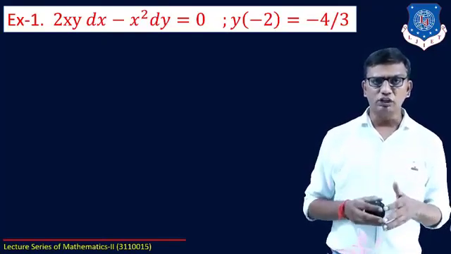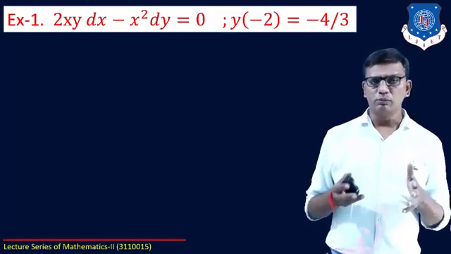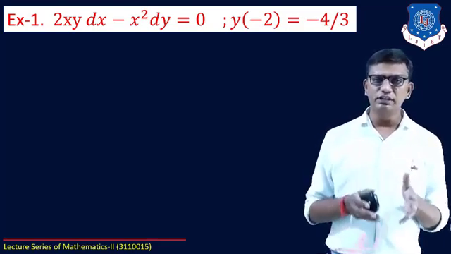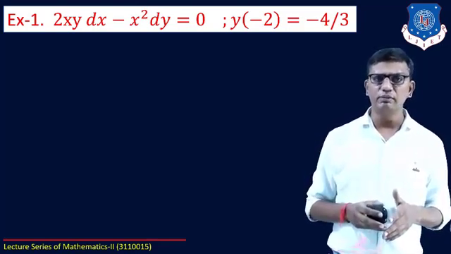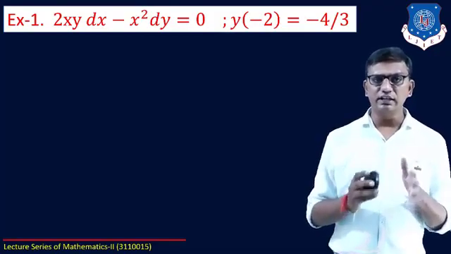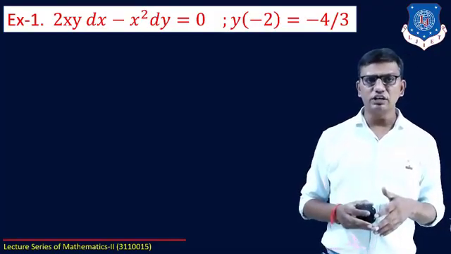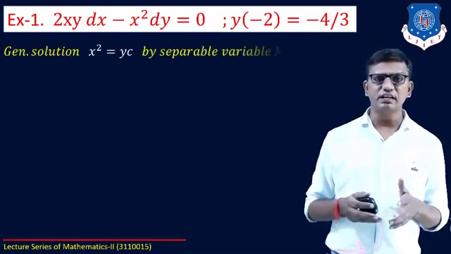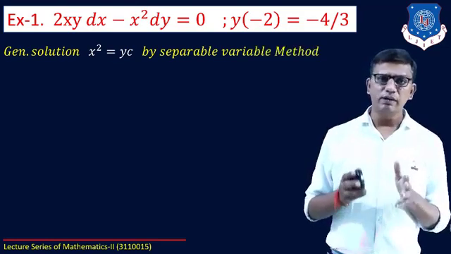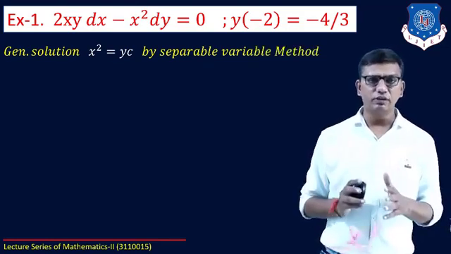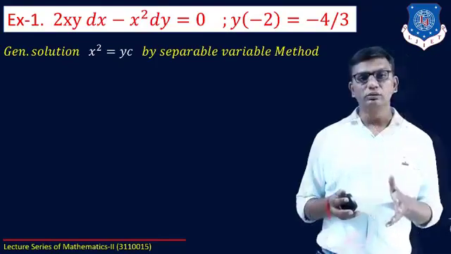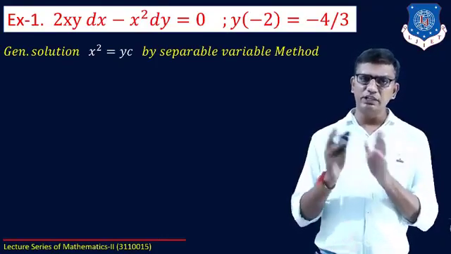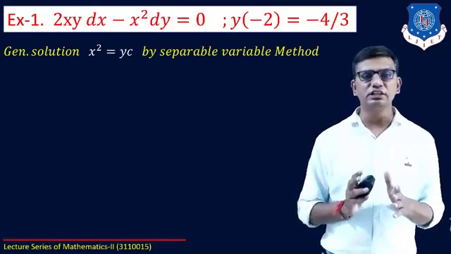Here, how to solve this differential equation? We can solve it by the homogeneous separable variable method as well as the simple separable variable method. Already we did this example in our separable variable method topic, so I am writing the general solution directly here. The general solution of this differential equation is x square equal to yc. It was already solved by the separable variable method. Now we will put our conditions in this general solution and we get the particular solution. That is the use of this initial condition.